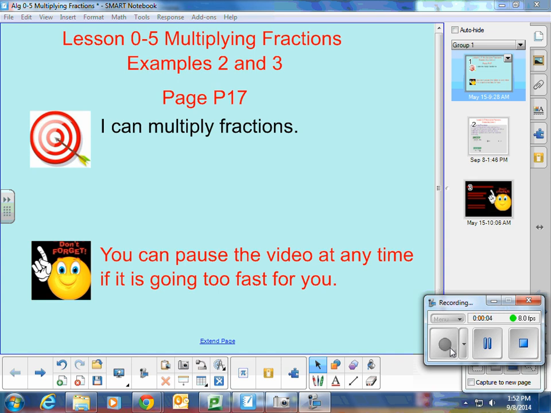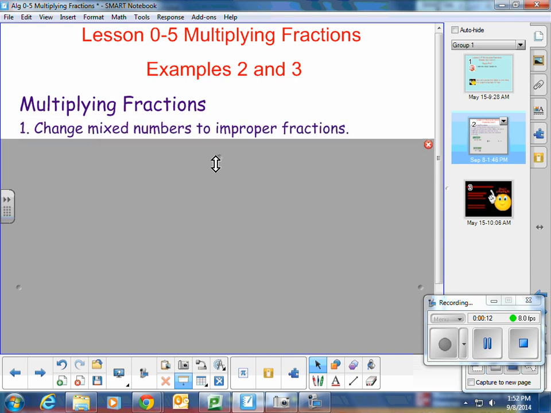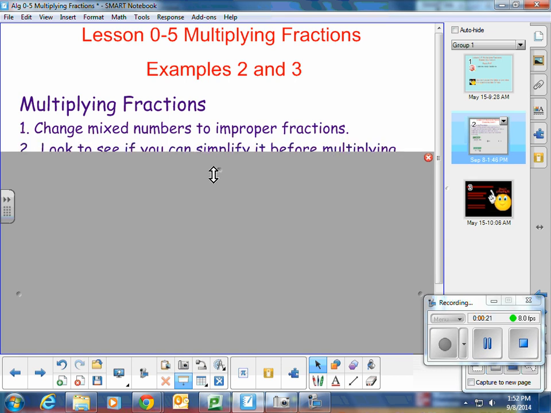In Lesson 05, Examples 2 and 3, you'll be learning how to multiply fractions. The first step in multiplying fractions is to change any mixed numbers to improper fractions before you begin. Step 2 makes life a lot easier in the end if you do this.